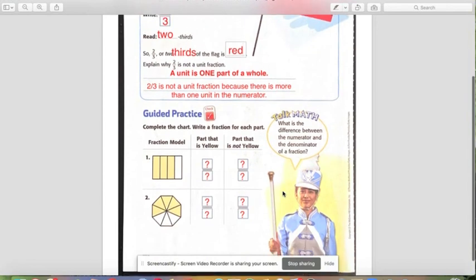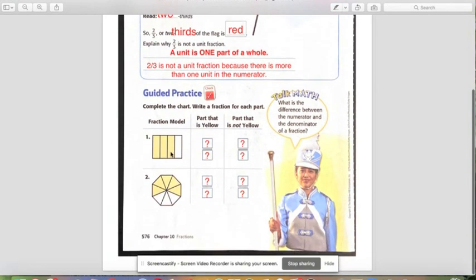Okay? So let's do some of the problems at the bottom. When I'm looking at this, I'm going to figure out first, what is the total number of parts in this rectangle? Well, the total number is 4. How many parts of that is yellow? 3 parts are yellow. So 3/4 of the rectangle is yellow. How many parts are not yellow? Well, I still have 4 parts total, but only 1 part is not yellow. 3/4 are yellow, 1/4 is not yellow.